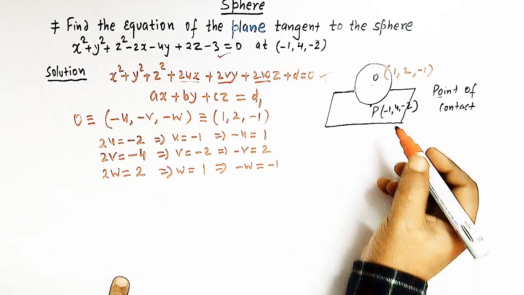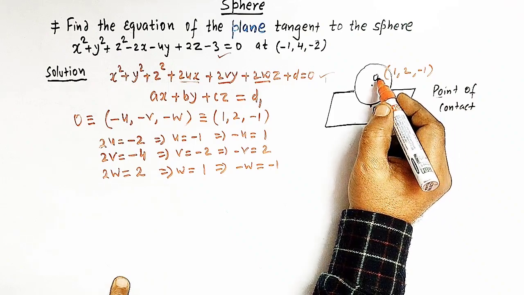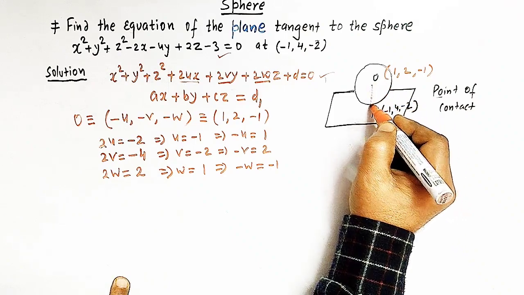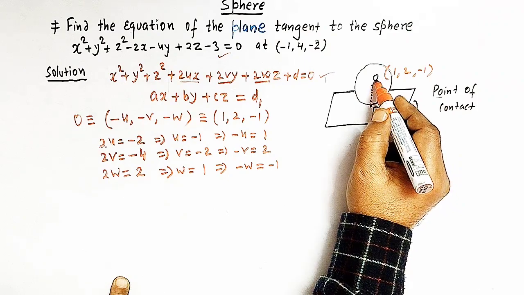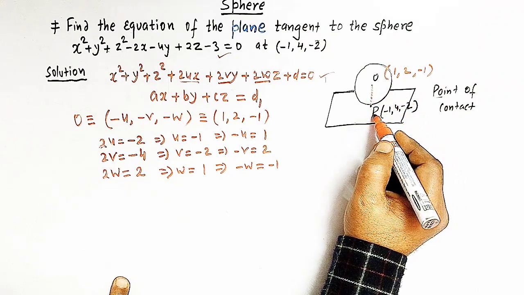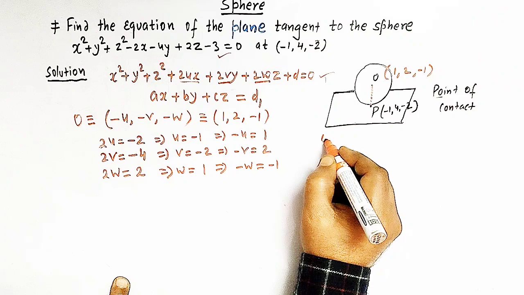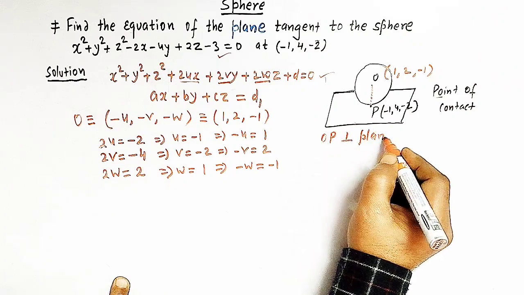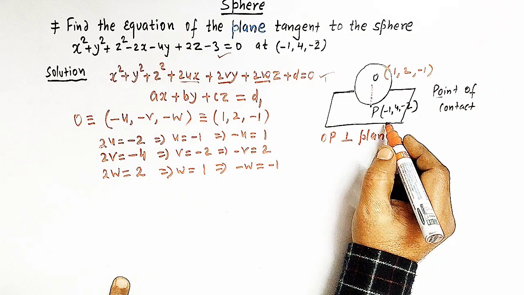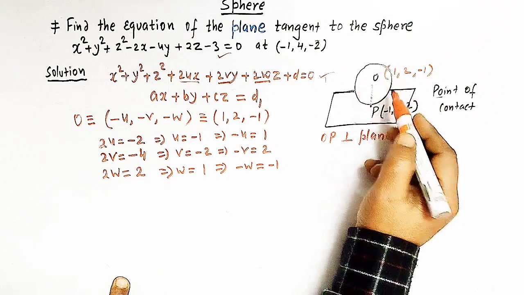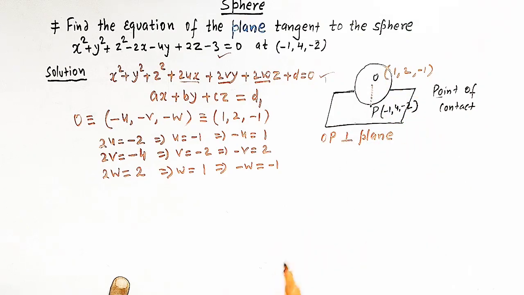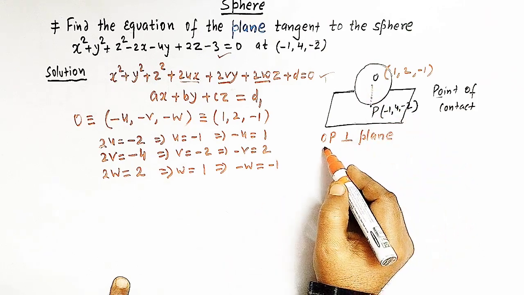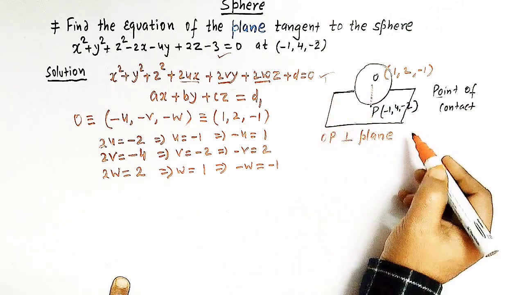So now the next step is to join the point O and the point P, right? So when we join this point O and this point P, then OP is perpendicular to the tangent plane. And here O is the center of the sphere and P is the point of contact, right? So now OP is perpendicular to this plane.